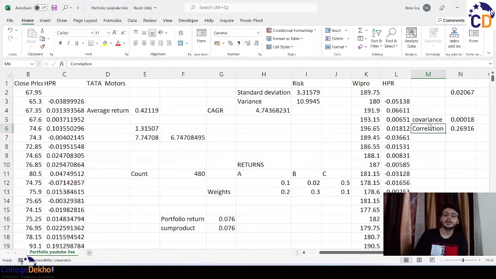Though it is 0.26916, it is not toward 1, it is more towards 0. So we can say though the covariance is positive and they move in the same direction, the correlation is not very high. So they move in the same direction, agreed, but not very strongly. That is one thing you need to understand for this.